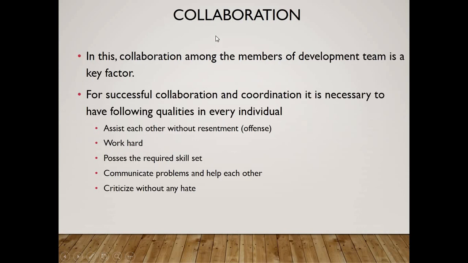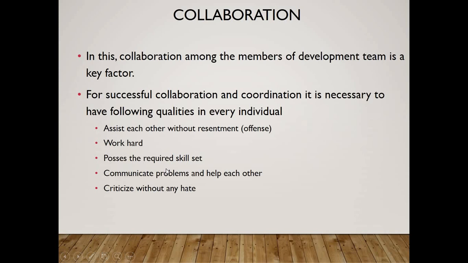The second phase is collaboration. In this, collaboration among the members of the development team is a key factor. So in this adaptive software development model, collaboration is the most important thing. For successful collaboration and coordination, it is necessary to have the following qualities in every individual. Means each team member must have these qualities. First is assist each other without resentment. Resentment means offense.